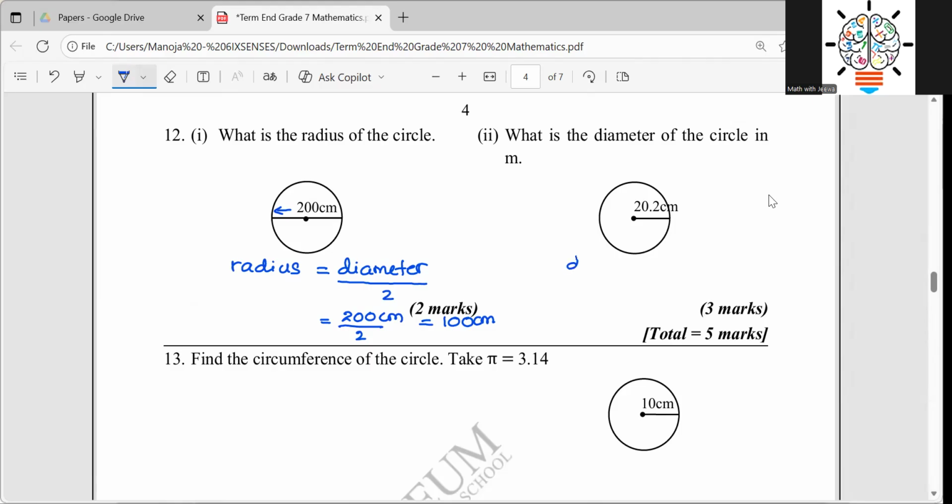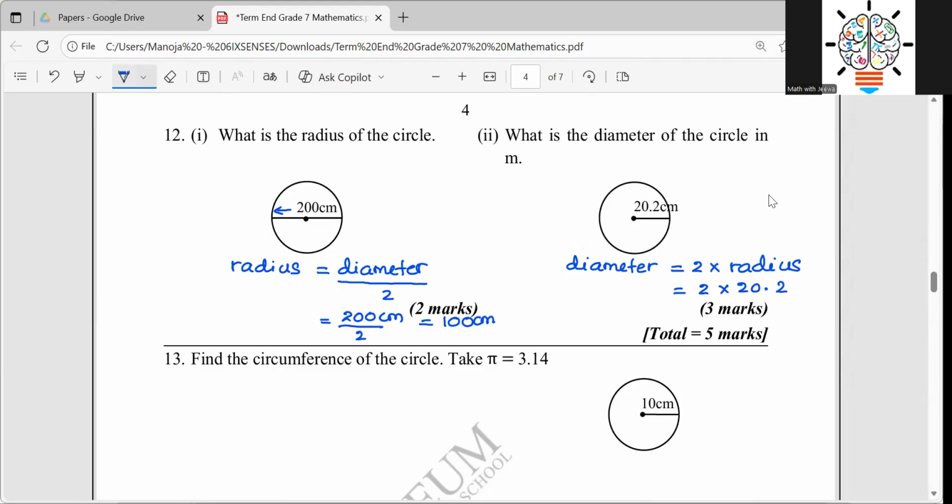What is the diameter of the circle? Now here you want to do the other way around. The diameter of a circle is equal to 2 times the radius, right? Earlier they have given the diameter and you want to find the radius, so you want to divide the diameter value by 2. But in the second part, they have given the radius and you want to find the diameter. So you want to multiply 2 by radius.